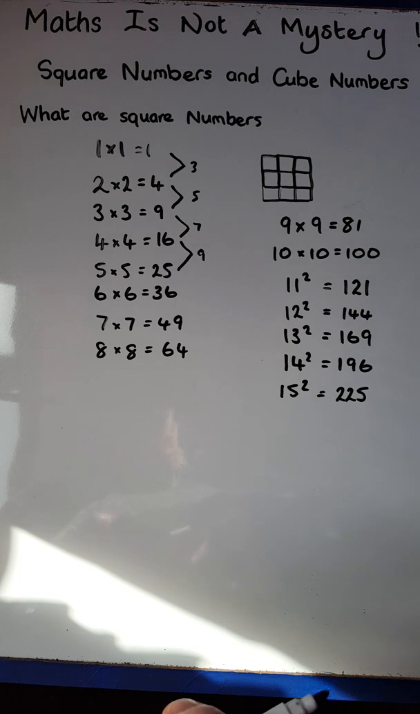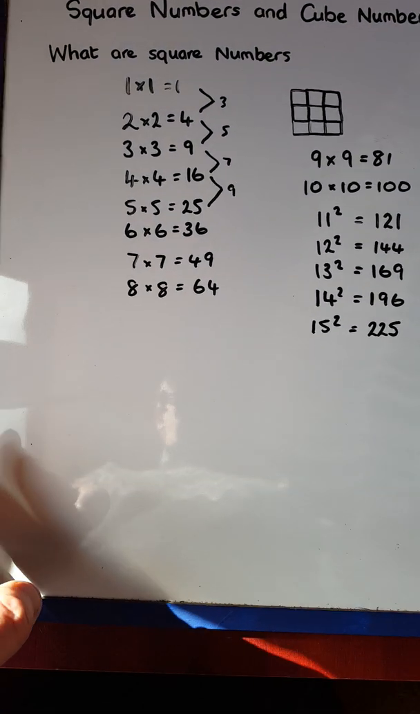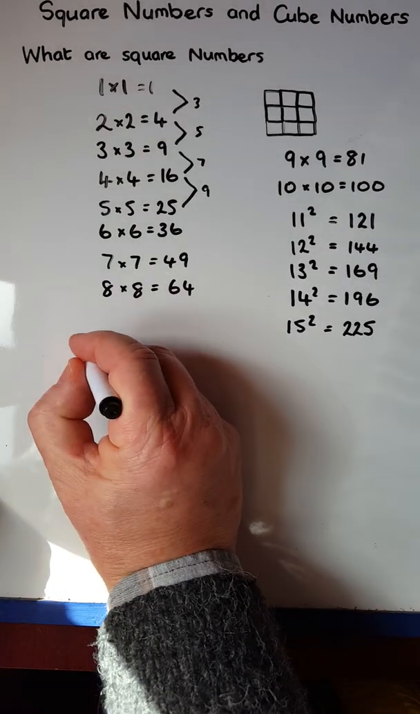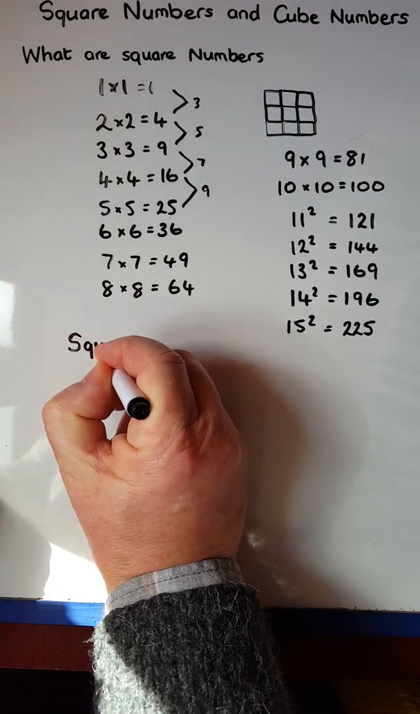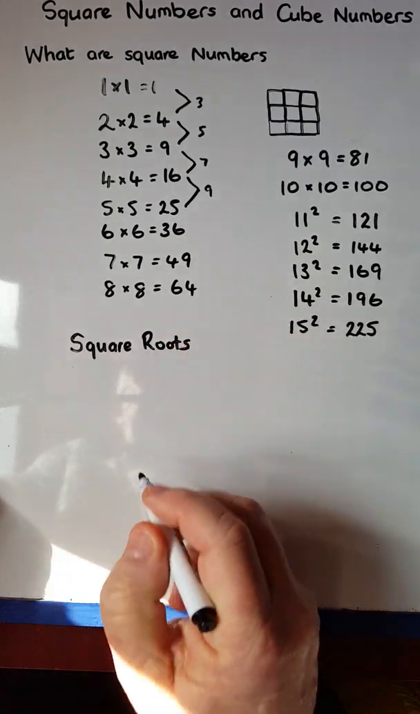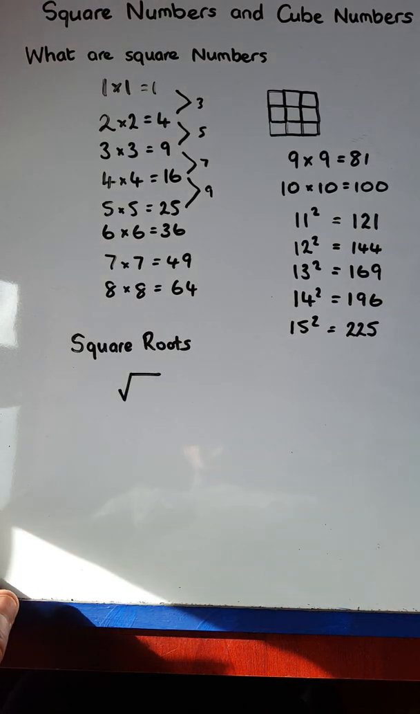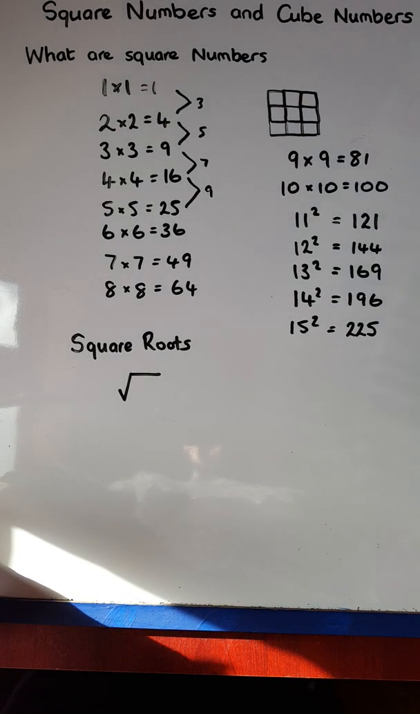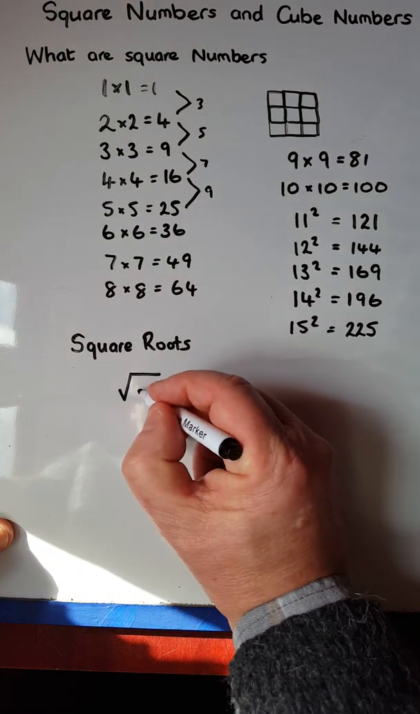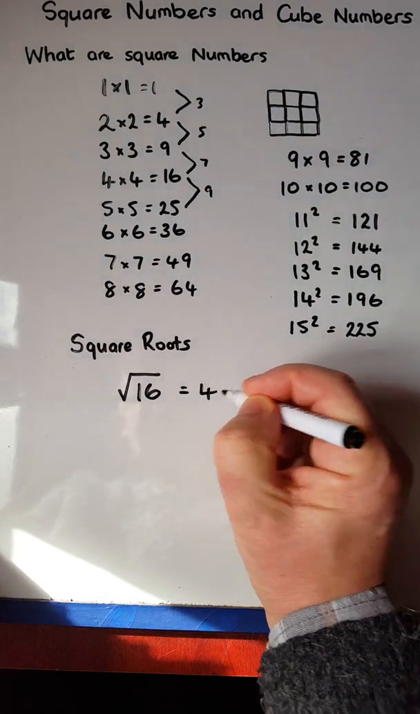Now, as well as knowing squares, there is another thing called square roots. They are closely connected, and they are basically just the same thing backwards. Square roots have a sign that looks like that, a bit like a tick with a lid on it. If we were being asked the question of the square root of 16, it would be written like that. Okay? The square root of 16 is 4.